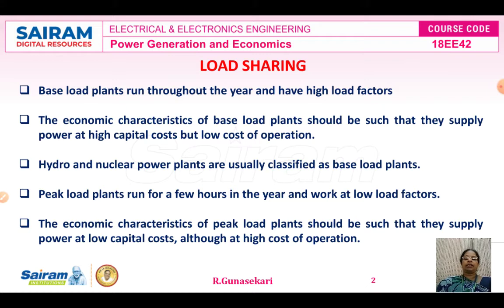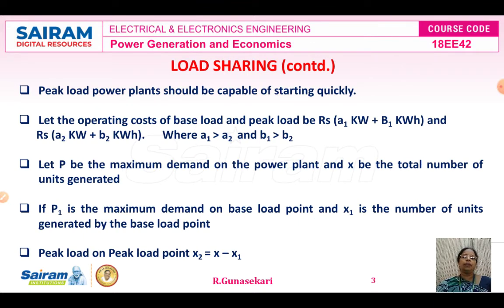The economic characteristics of a peak load power plant should be such that it supplies power at a low capital cost, which means a high operating cost. A base load plant has high capital cost and low operating cost, and for the peak load plant it is the reverse: low capital cost and high operating cost. The peak load power plant should also be capable of starting quickly.